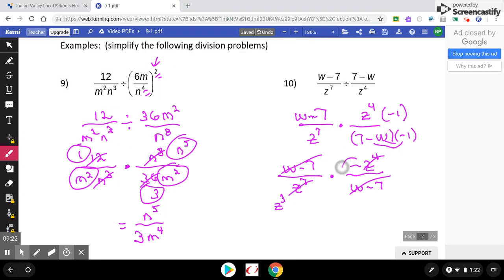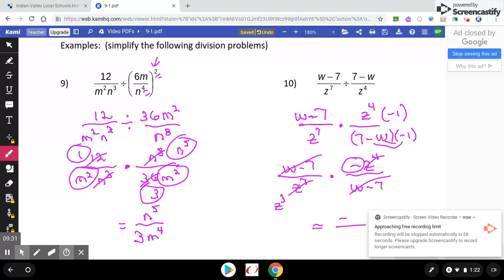But you got to be careful. That negative is left. And there's nothing left on top, guys, but there is no such thing as writing a fraction with nothing on top. So I hope it would occur to you that that's a 1 that's left. And what's not crossed off on the bottom? Z to the 3rd. And there we go. Final answer for that guy.